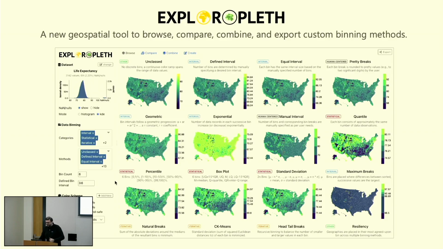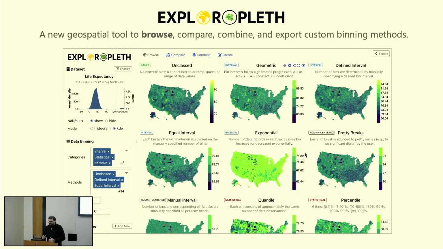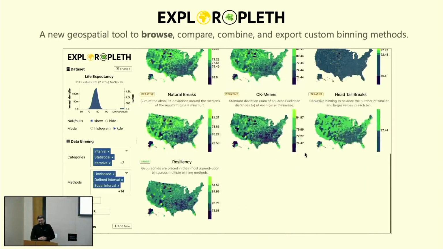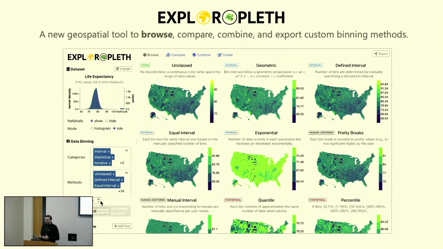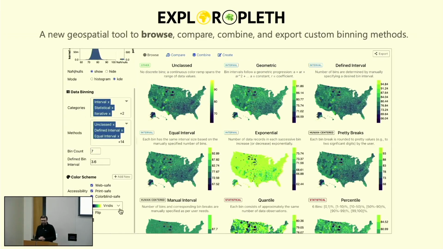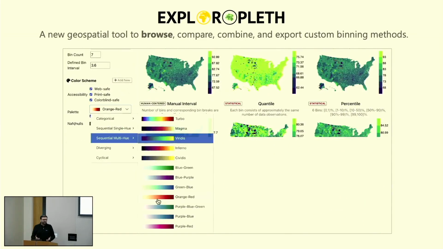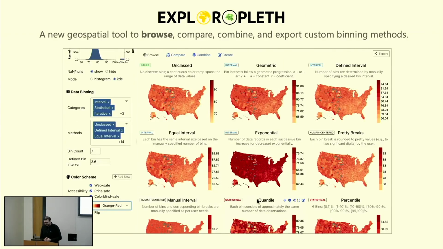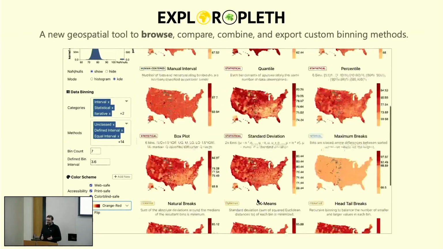So let me give a quick demo. Okay, so in this browse view, we show how the same data looks in more than 15 different binning methods. And you can modify the number of bins, like how I'm just changing from 5 to 7, or you can change the color from blues, greens to reds. You can do a bunch of other stuff like sharing, exporting, and so on.